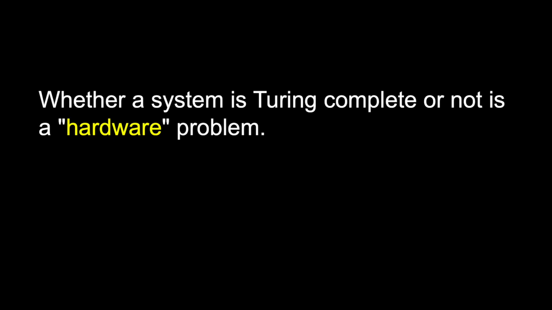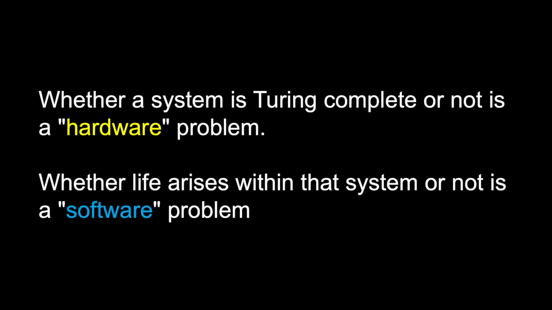Whether the system is Turing complete or not, I think is a hardware problem. Like Wolfram's Rule 110 and Conway's Game of Life, universal computation is surprisingly easy to achieve. But whether life arises within the system or not is a software problem. For this, you might need a system that can search through a large number of initial conditions. And to me, this exhaustive search for the seed of life seems incredibly computationally expensive. A search that might require many universes.